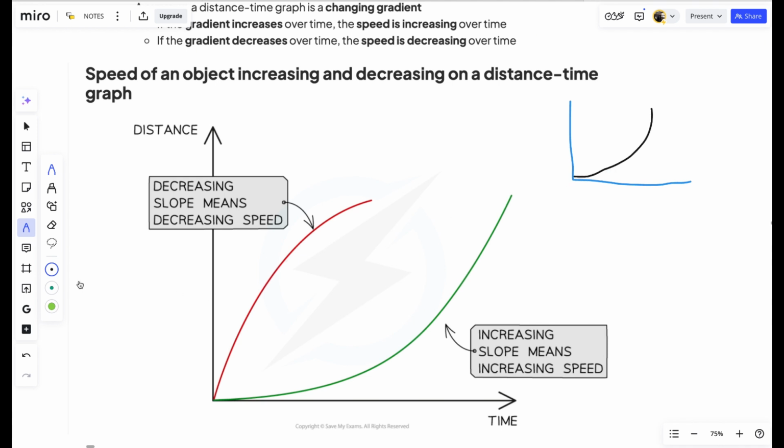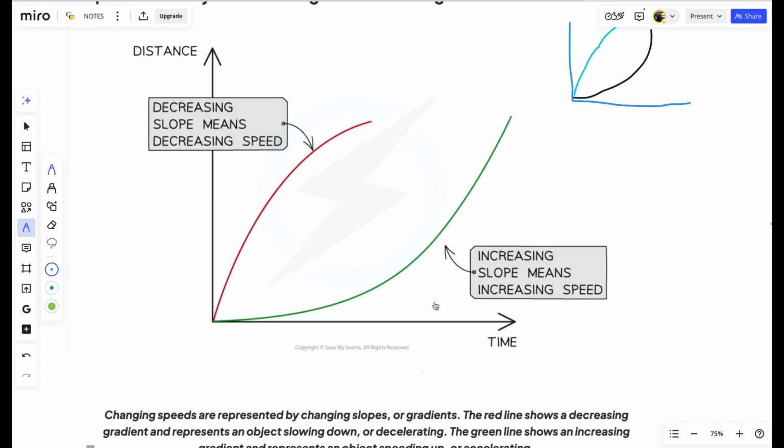But it will become a deceleration if the graph is curved in this manner. So anytime we have a curved graph in a distance-time graph, we say either increasing slope, which means increasing speed. When speed is constantly increasing, it means you are accelerating. So this one means increasing speed.